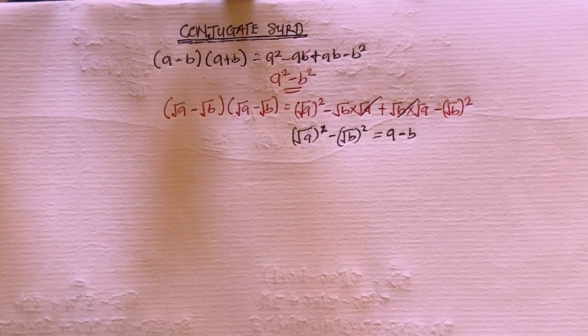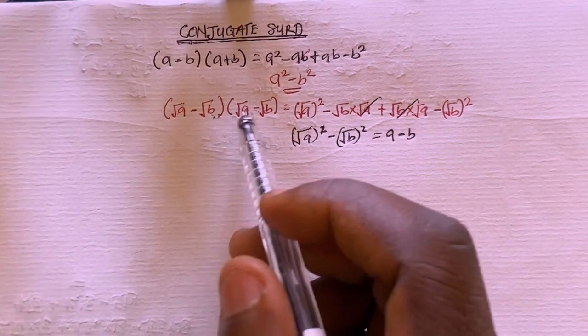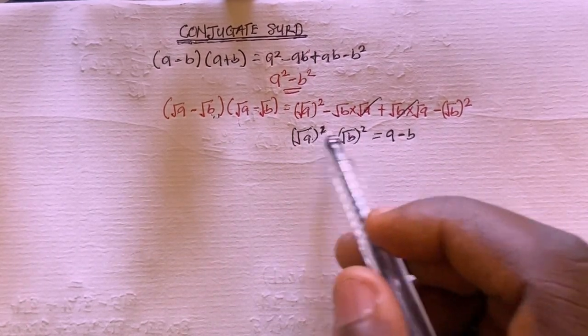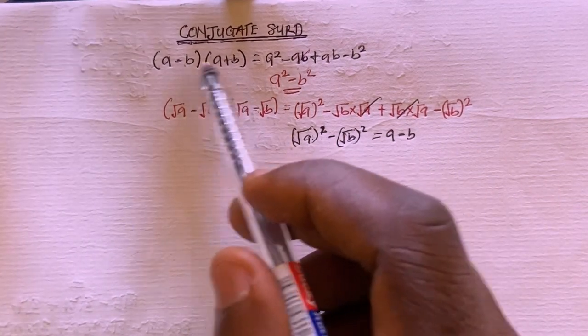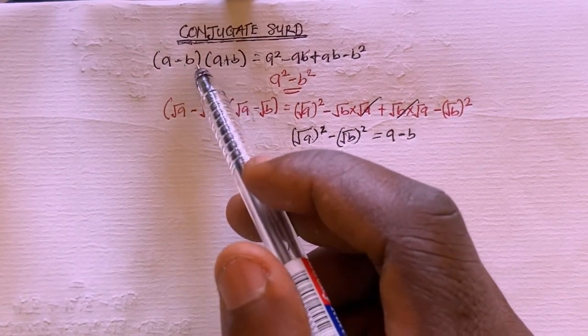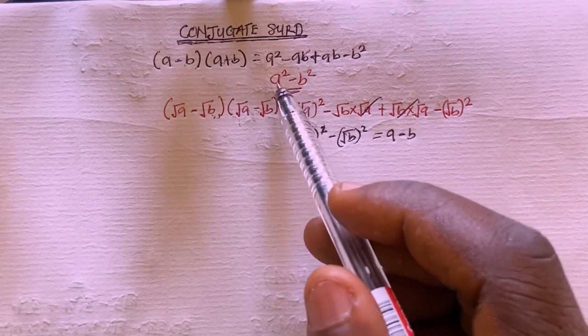Now, let me just give you the hint of the basic idea of what conjugate surds are. Two surds are said to be conjugates of one another if their product gives rise to a difference of two squares. This is still a difference of two squares. Now, this is actually a rational expression. After multiplying these two together, I have a difference of two squares, which is a squared minus b squared.